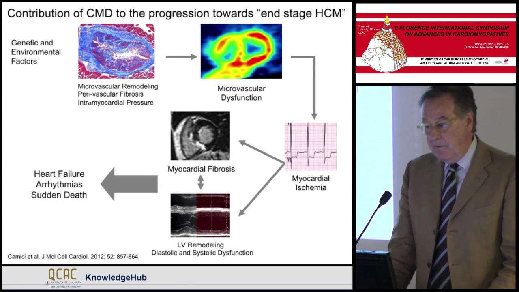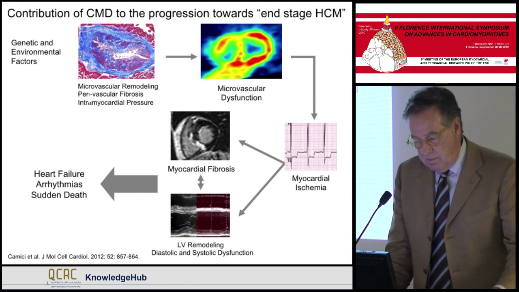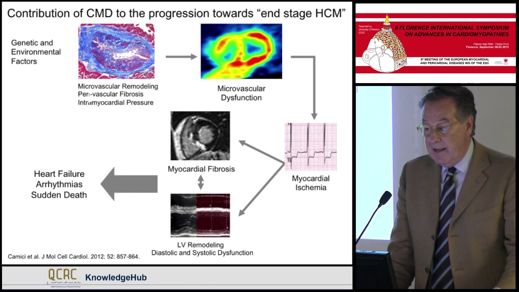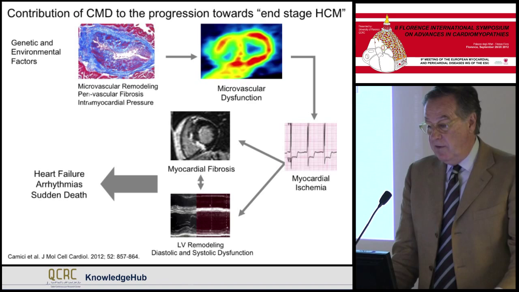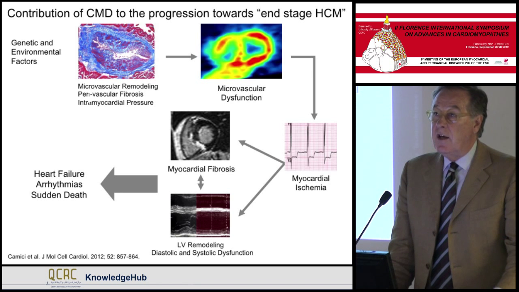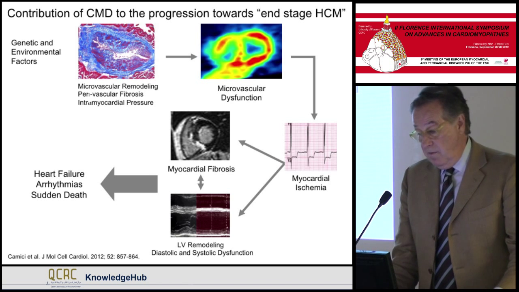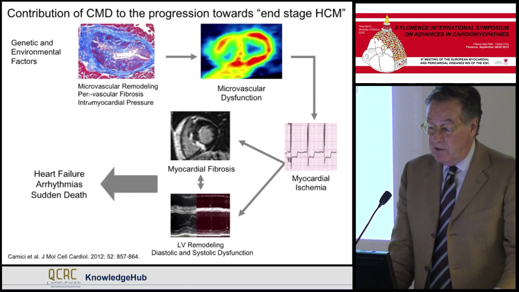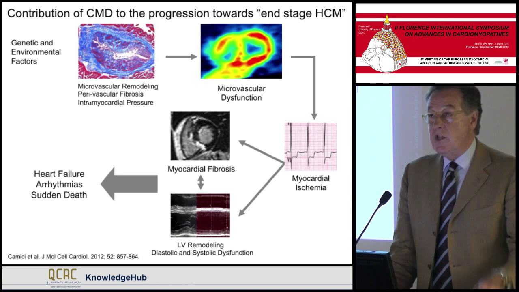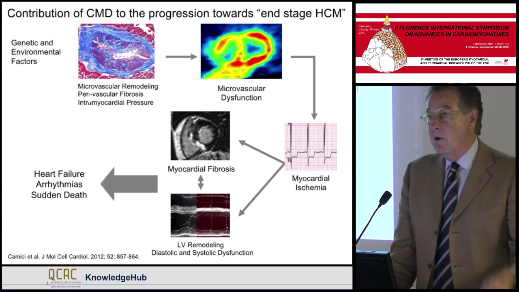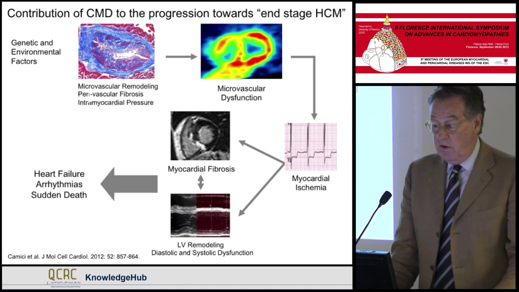Equally, in hypertrophic cardiomyopathy, microvascular remodeling, perivascular fibrosis, a severe limitation of flow reserve will provoke ischemia, lead to replacement fibrosis, which in turn could be responsible for the progression to the end-stage phenotype.